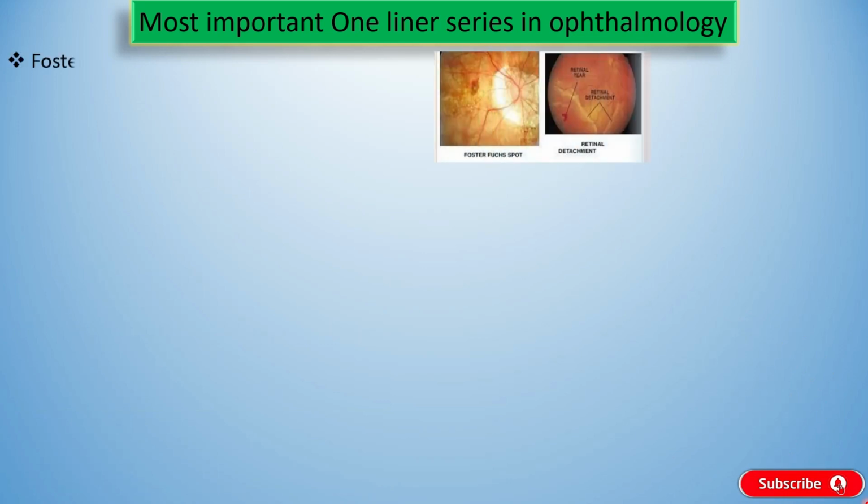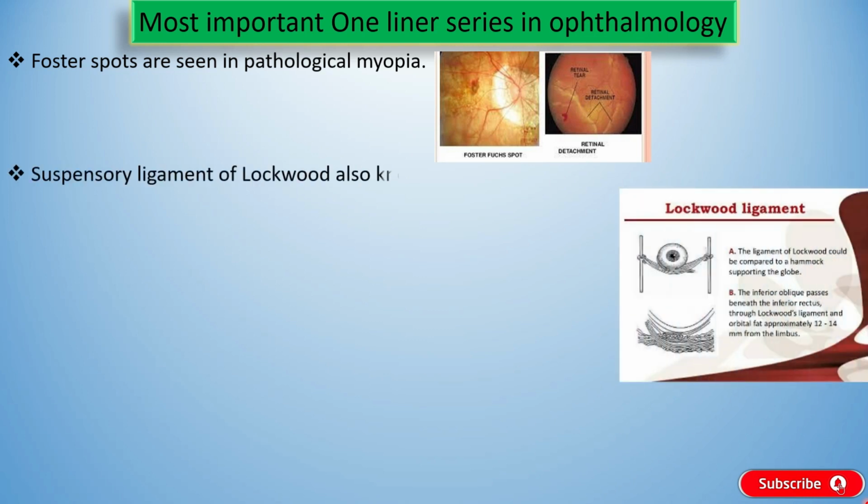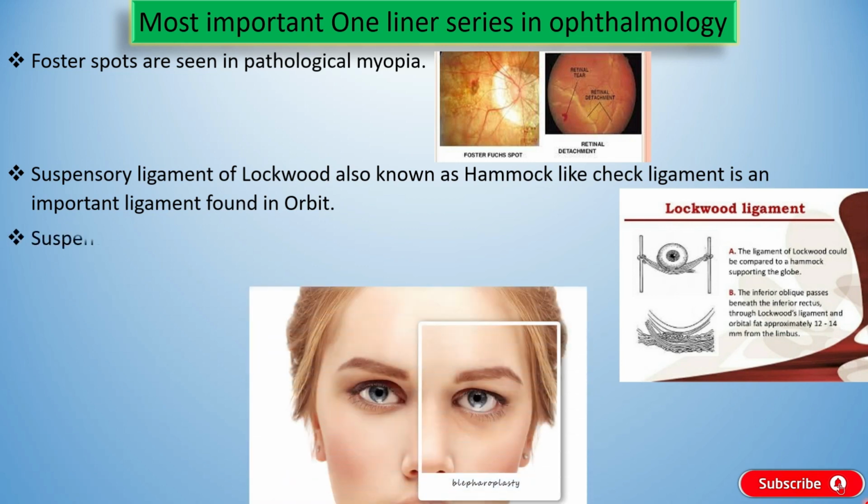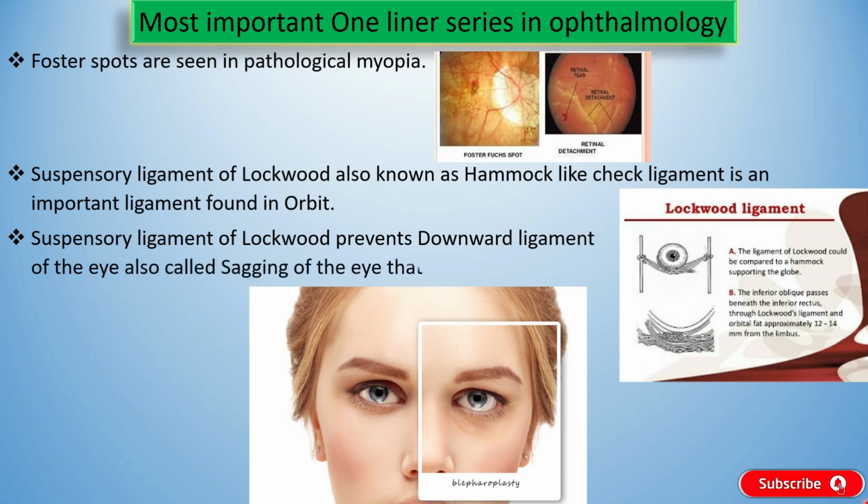Posterior spots are seen in pathological myopia. Suspensory ligament of Lockwood, also known as hammock-like check ligament, is an important ligament found in the orbit. It prevents downward displacement of the eye, also called sagging of the eye, and this helps our eye keep its position.